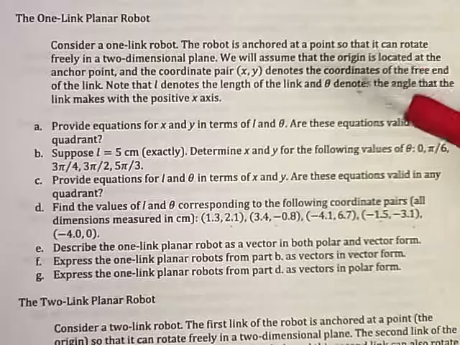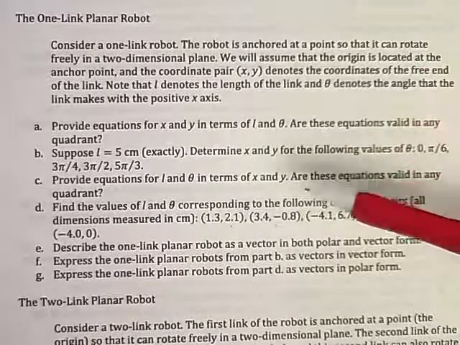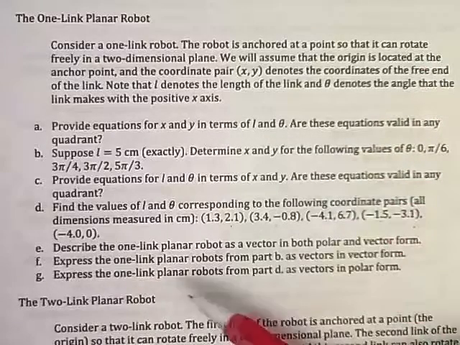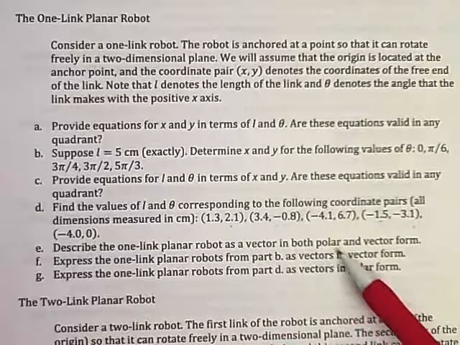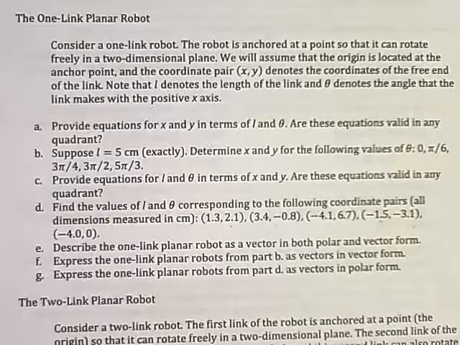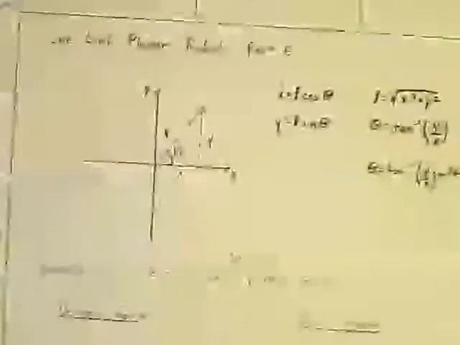And again, we look at the one-link planar robot. This time we're on part E. Part E asks us to describe the one-link planar robot as a vector in both polar and vector form. So we need to talk about what those two things are. And so, again, resetting the stage.